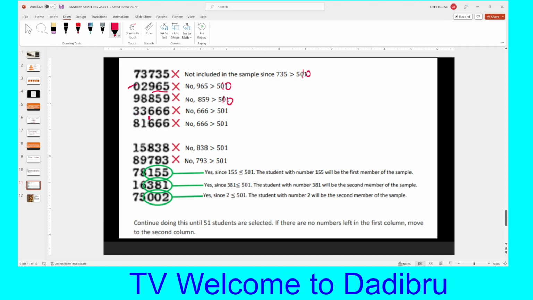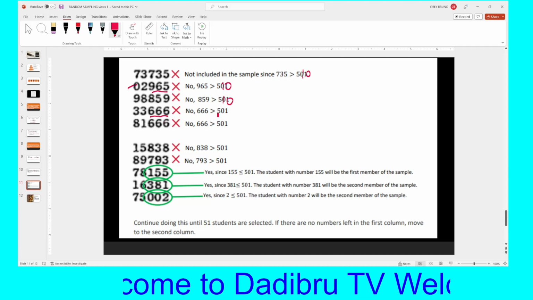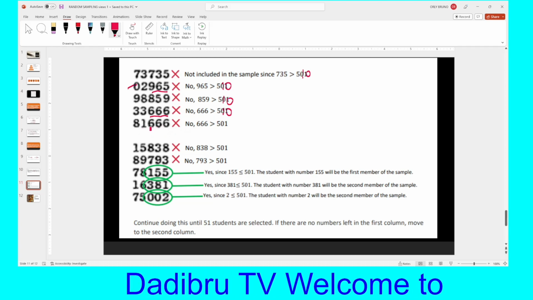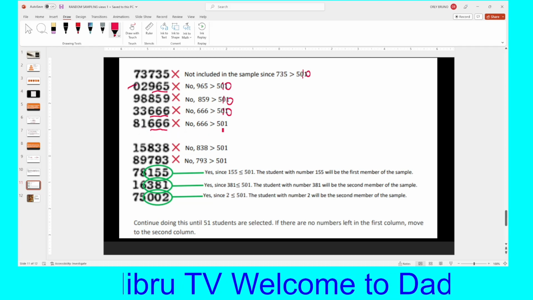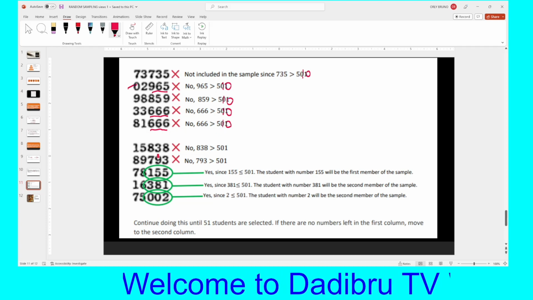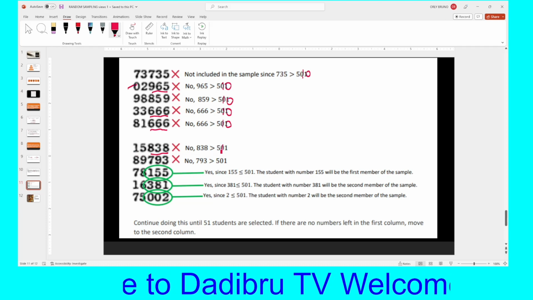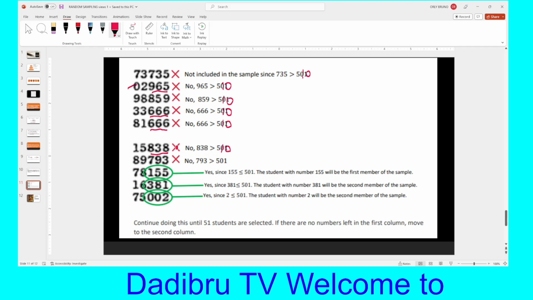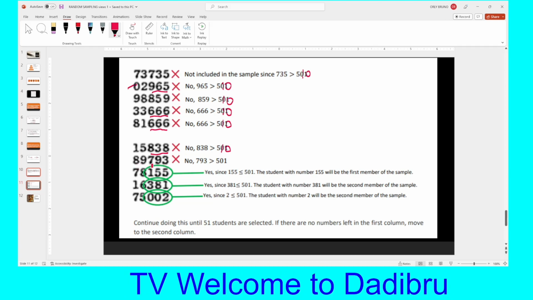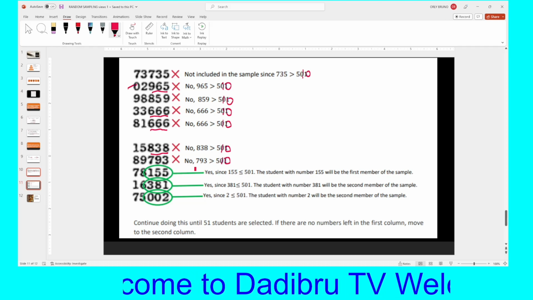The fourth random number again is not also included because the last 3 digits is 666 and 666 is greater than 510. The fifth random number whose last 3 digits is also 666, and again it is not included in our sample because it is greater than 510. The sixth random number whose last digit is 838. 838 is greater than 510, so again, cross it out, it is not included in our sample. The seventh random number whose last 3 digits is 793. Okay, 793 is greater than 510 also, so it is not.